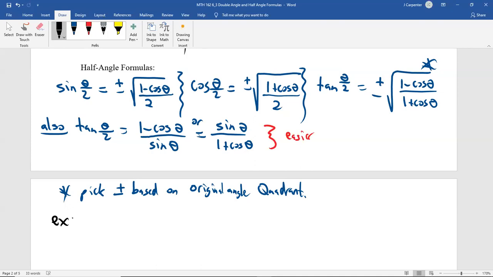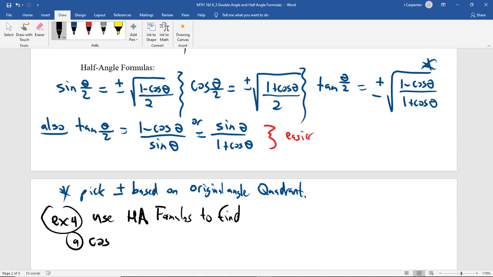And we're up to example 4. And I'm going to explicitly say use your half angle formulas to find, because for at least one of them, there is an alternative way. The first one we'll do is cosine of 112.5 degrees. Now again, if that was in radians, you'd probably want to convert it to degrees, because you're not going to know what that is in radians off the top of your head.